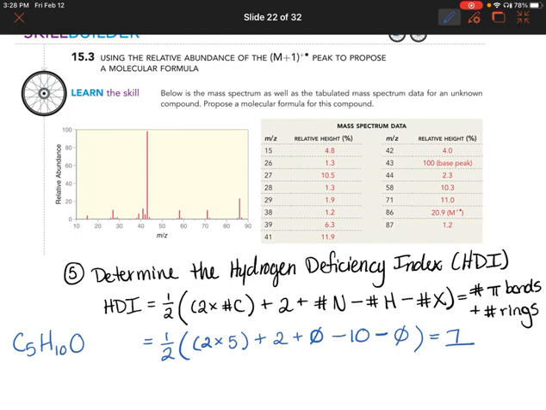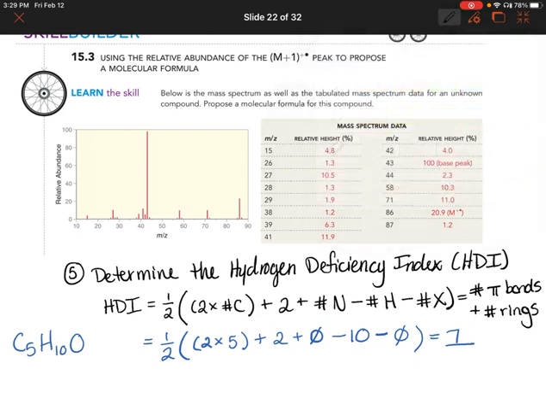All right, so that tells us we either have 1 pi bond or 1 ring in our system, and we're not really sure which one we have. Now let's say that this number was 2. If a molecule had a hydrogen deficiency index of 2, that could mean we have 2 pi bonds, 2 rings, or 1 pi bond and 1 ring. So you could have a mixture of pi bonds and rings, potentially. But here our value is 1, so we either have a pi bond or we have a ring.